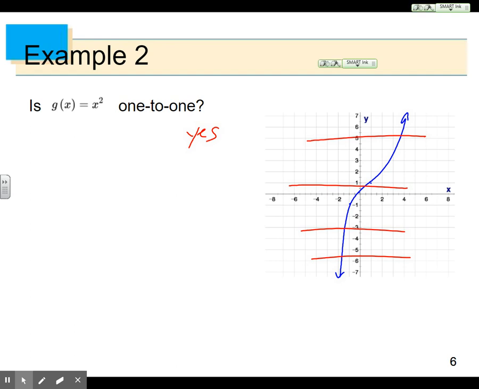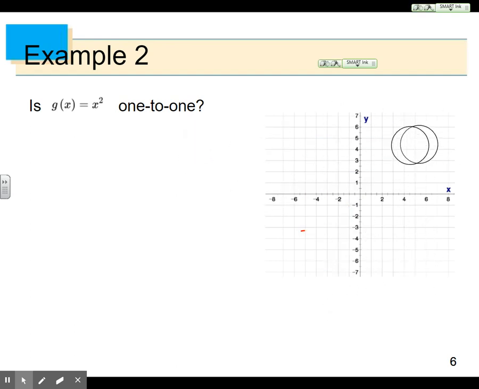You guys try this one. Let's see if it's one-to-one. Go ahead and draw it. Show your work on it as much as you can, and then see what you get.